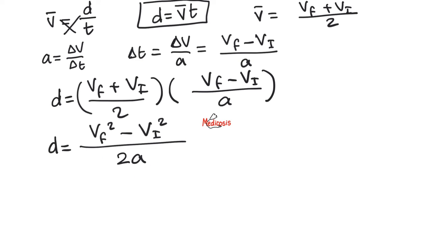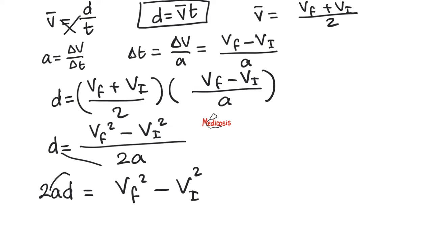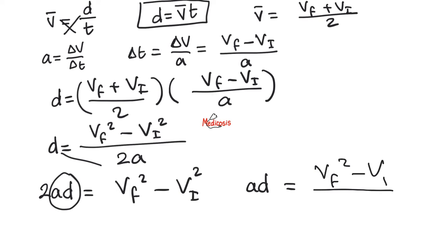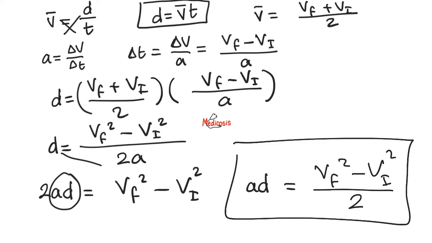See what I did there? Okay, cross multiplication. d times 2a is 2ad equals v final squared minus v initial squared. Okay, let's get ad alone on one side. This will be v final squared minus v initial squared divided by 2. And this is the equation that we need.